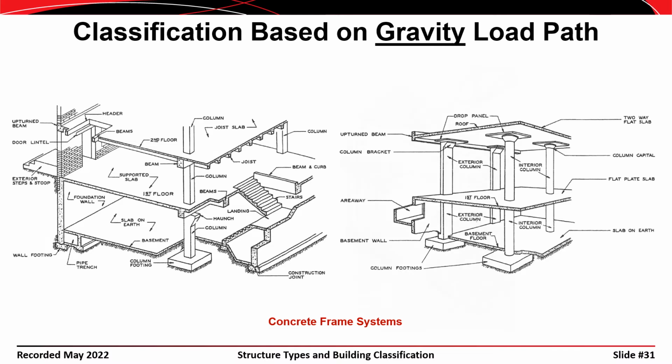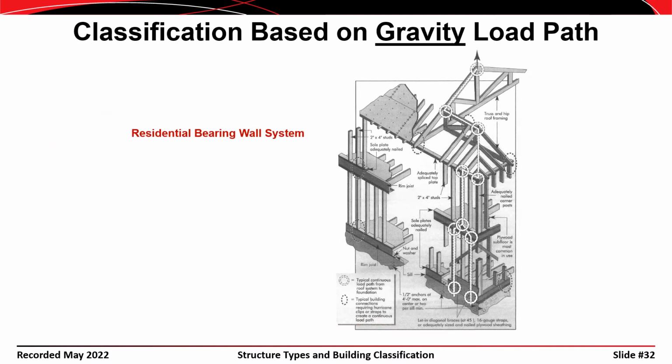And then the one shown on this slide is more of a residential kind of system where the load would go from the roof or from the floors in through the walls. And unlike the bearing wall system where the wall itself is solid, in this case, the wall is made up of 2x4s or 2x6s in some cases, and that framing carries the gravity loads into the foundation.